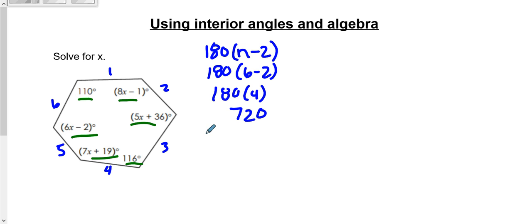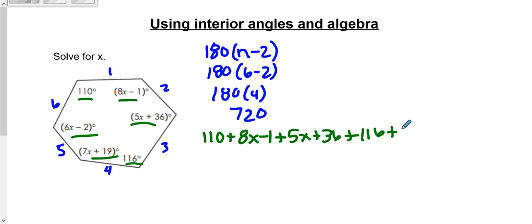720. So 110 plus 8x minus 1 plus, I'm going clockwise here, 5x plus 36 plus 116 plus 7x plus 19 plus 6x minus 2 equals 720. All right, so we're basically solving for x.